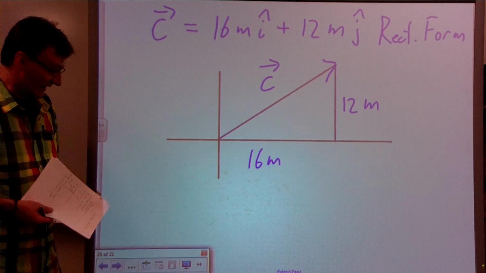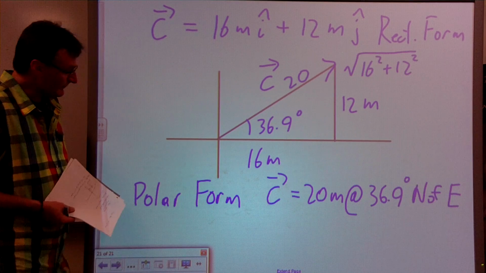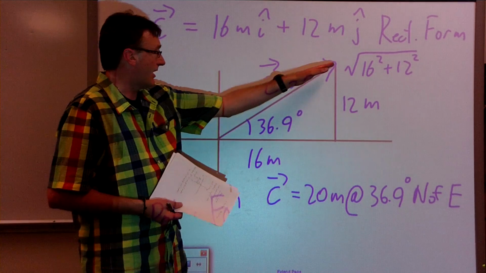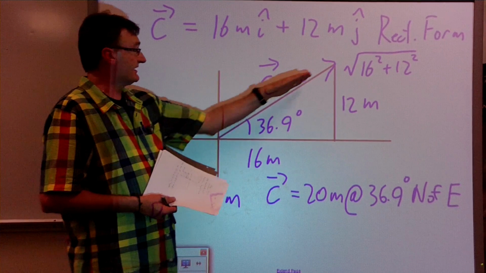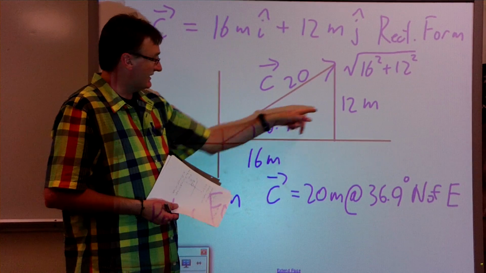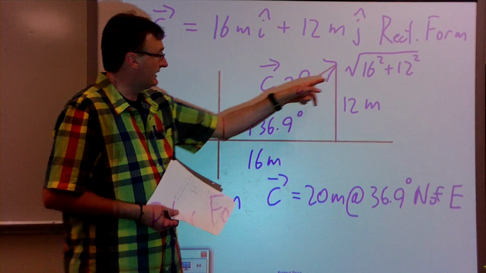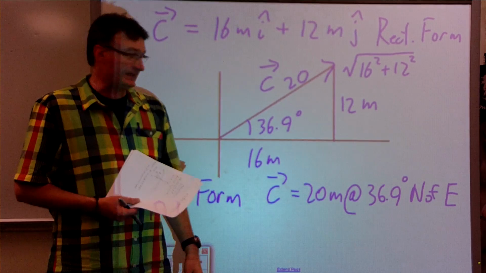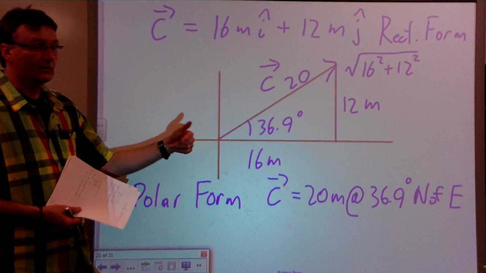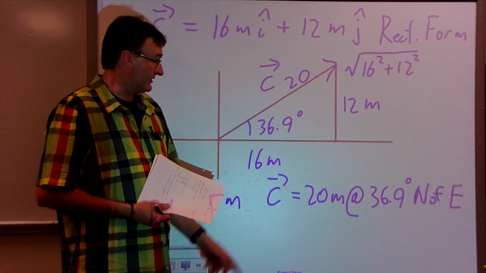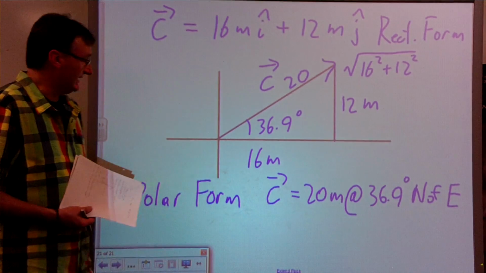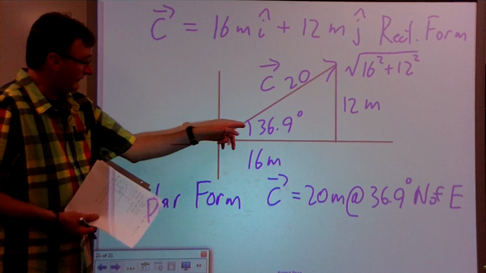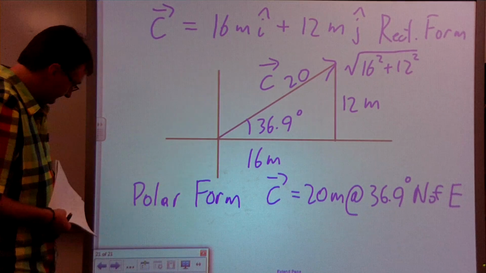Now let's say we wanted to change it back to polar form. We could just find the hypotenuse right here. If this length is 16 and that length is 12, then this length will be the square root of 16 squared plus 12 squared, and that gives us 20. Then we can find the angle using the inverse tangent of 12 divided by 16. Again, that's just basic trigonometry, and you'll get an angle of 36.9 degrees.